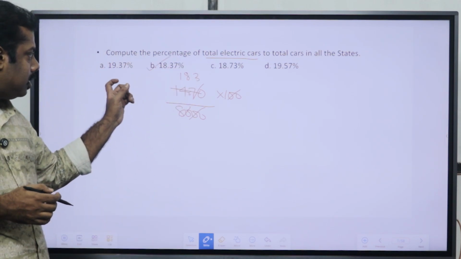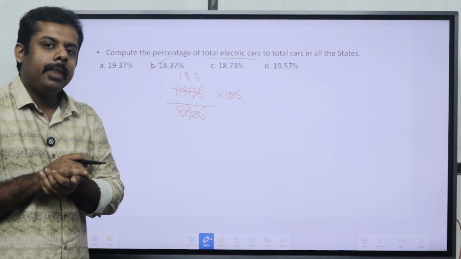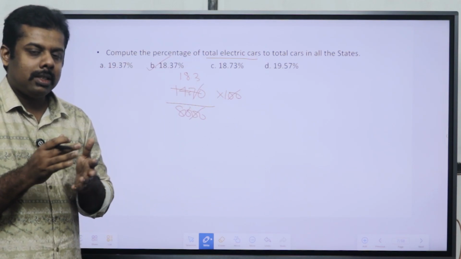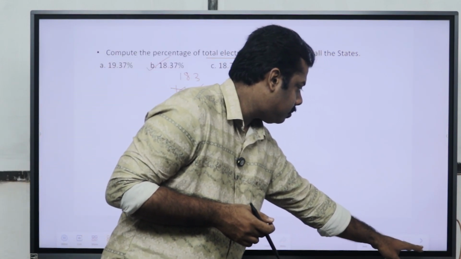So we can place our answer as 18.37%. Okay, so easy question. If you are able to get the data from the passage, these questions are very easy. Now moving on to the next one.